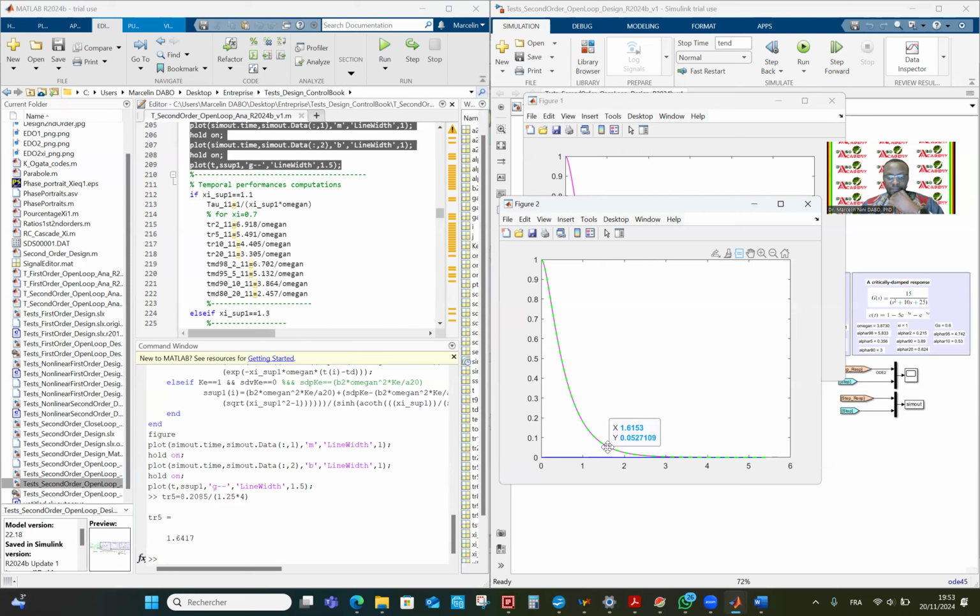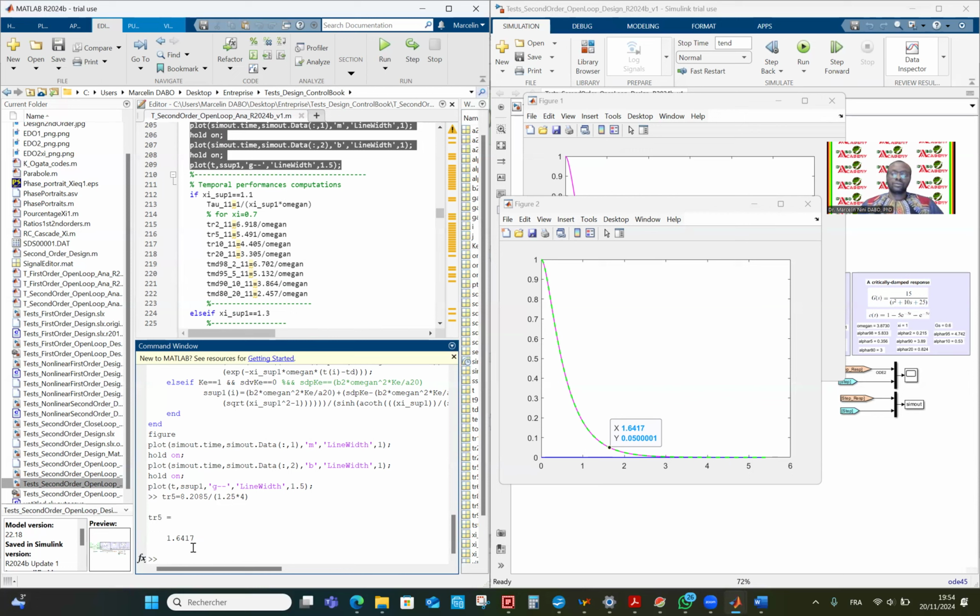5%. Look at this, 1.6417, 1.6417. It is exactly the same, okay? These are the results of simulation from Simulink. These are the theoretical calculations that I have shown you how to derive, okay? And then you see that it is an aperiodic response. It is an overdamped response system.